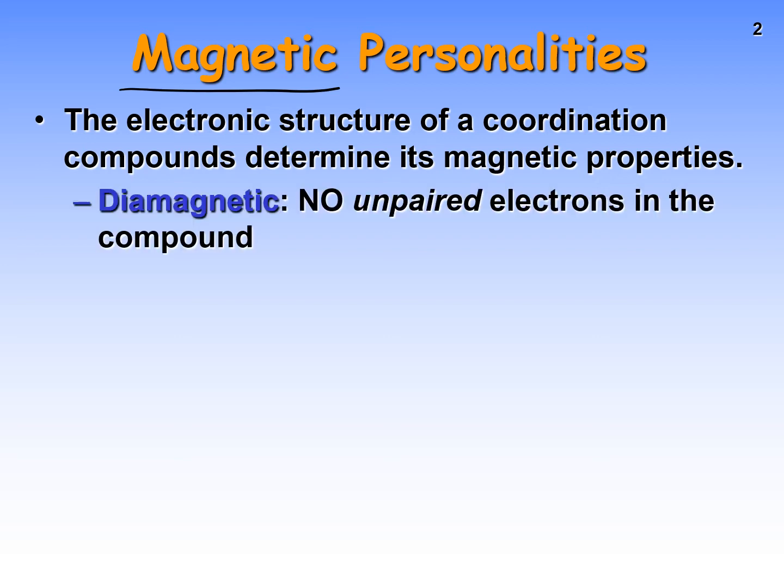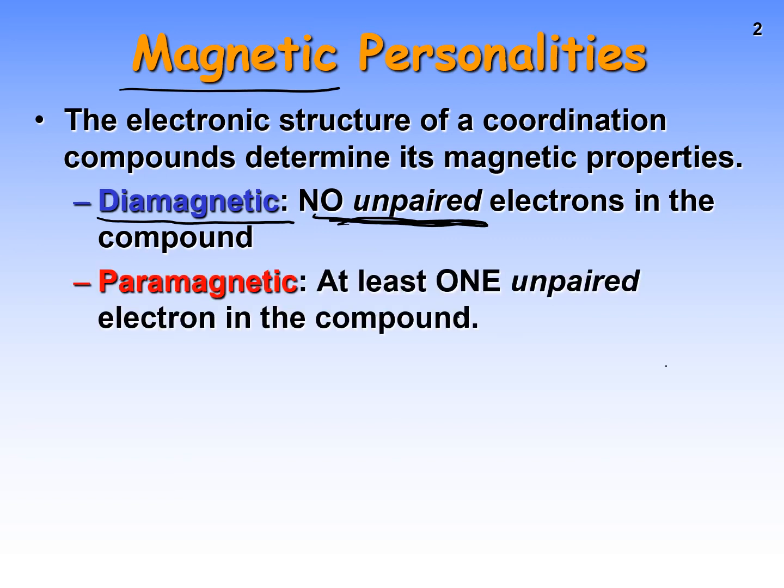Remember that these definitions aren't changing from Chem 1A. In a diamagnetic compound, there are no unpaired electrons. All the electrons in a diamagnetic substance are paired up. In a paramagnetic compound, we have at least one unpaired electron in the compound.